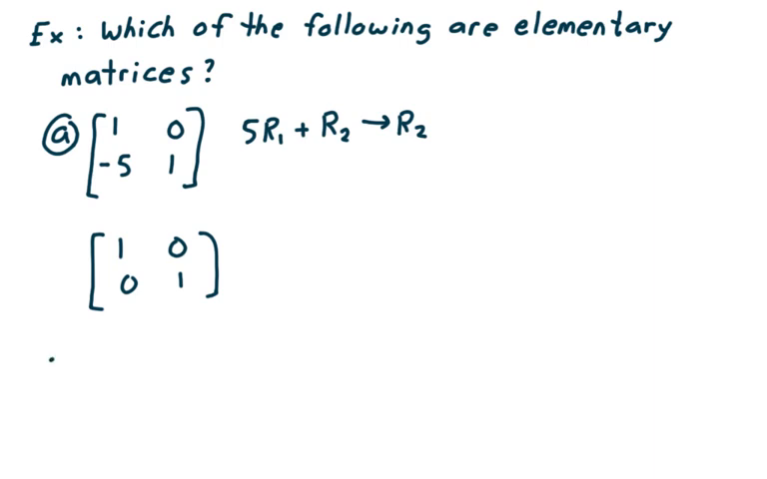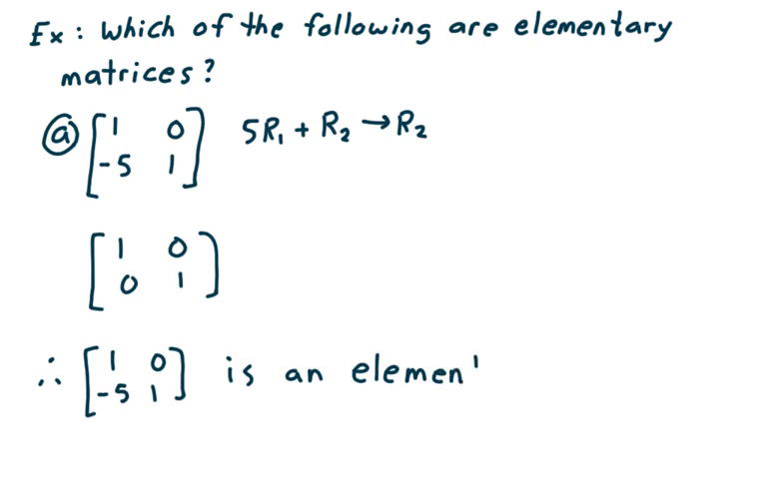So, therefore, the matrix 1, 0, negative 5, 1 is an elementary matrix. Okay. Let's take a look at another one. We'll call this part B.